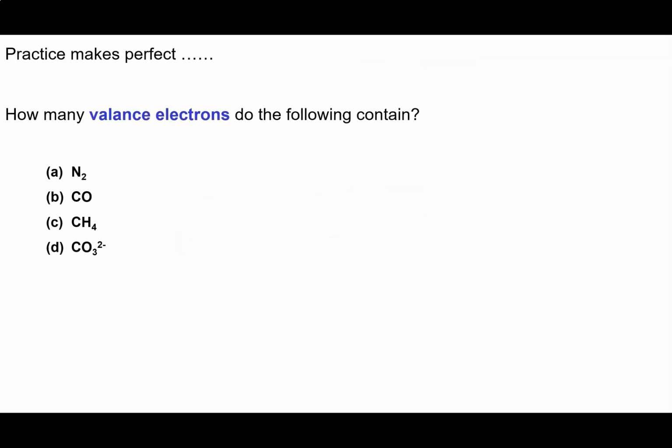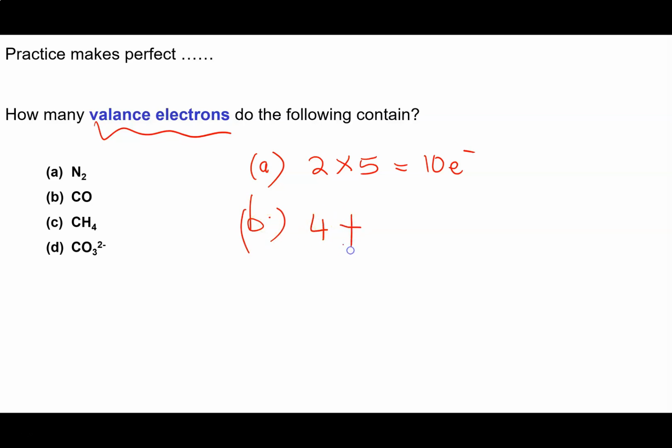So let's go through a few practice problems. Here we're counting up the valence electrons, which is step 1 in our procedure. We've got 2 nitrogen atoms here, and nitrogen, if you look on the periodic table, is in group 5A. So we've got 10 electrons to put that molecule together. Carbon monoxide: carbon is in group 4A, so it can contribute 4 valence electrons, and oxygen is in group 6A, so that's also going to be a 10 electron molecule.